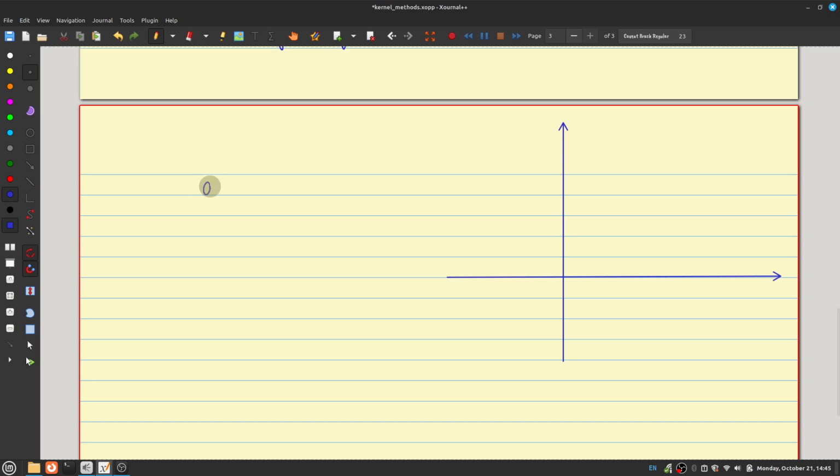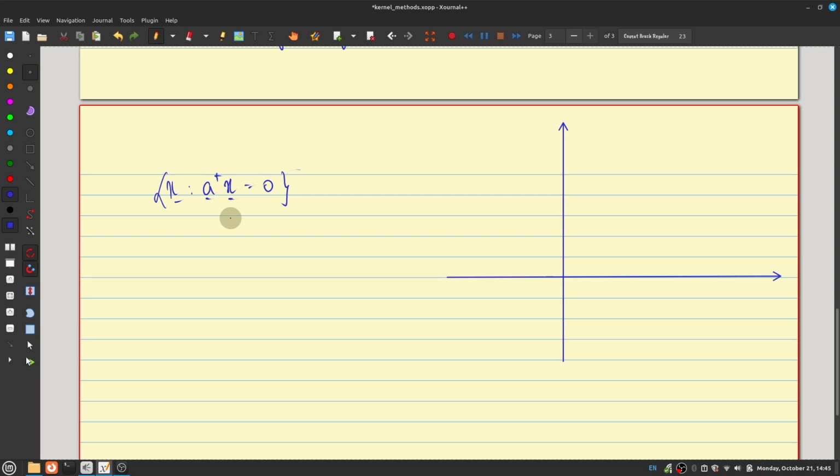Let's look at the set of all x such that A transpose x equals 0. What does this correspond to? It's some hyperplane passing through the origin, and it's also a subspace. What is the dimension of this particular subspace?